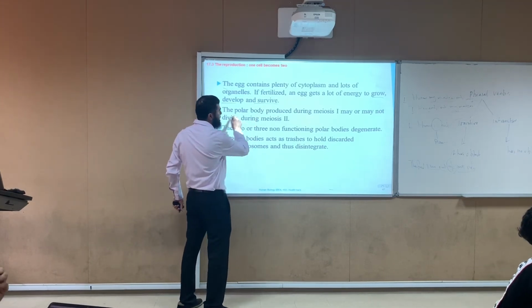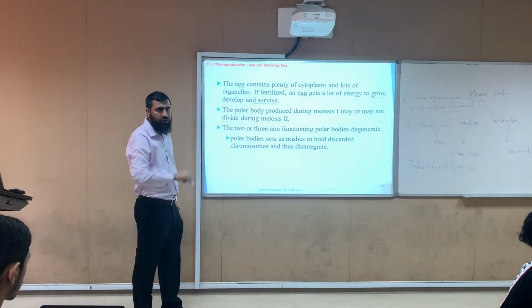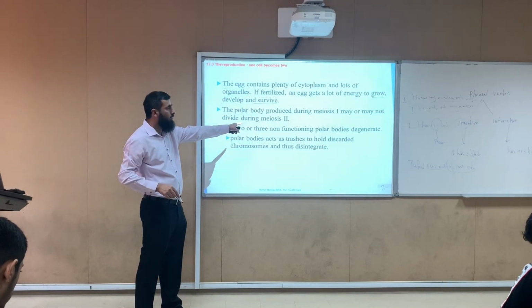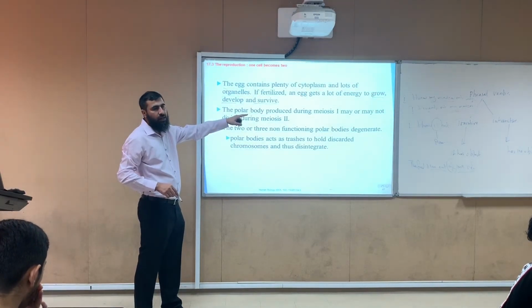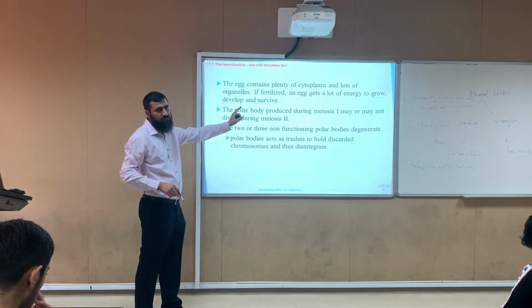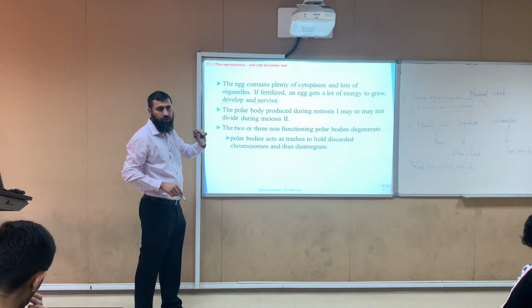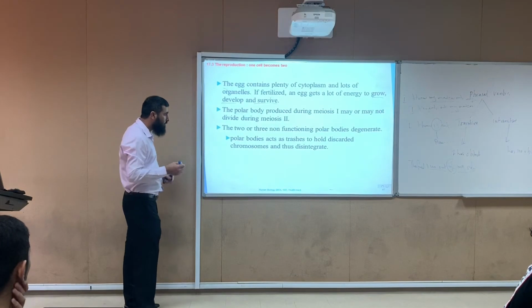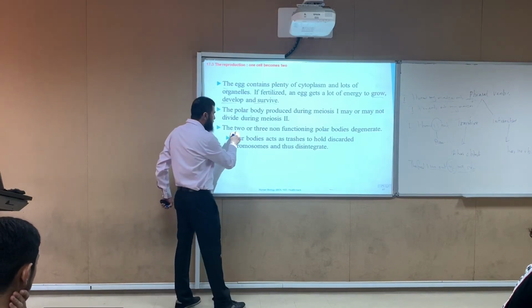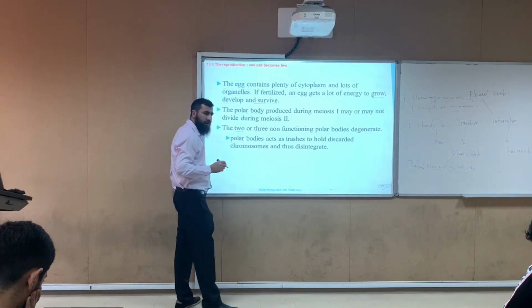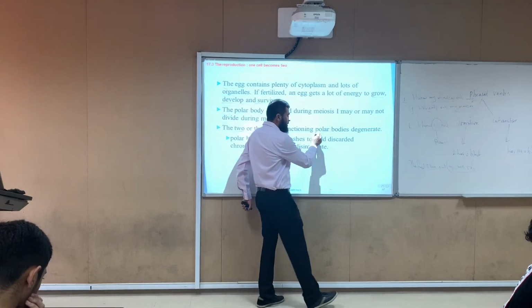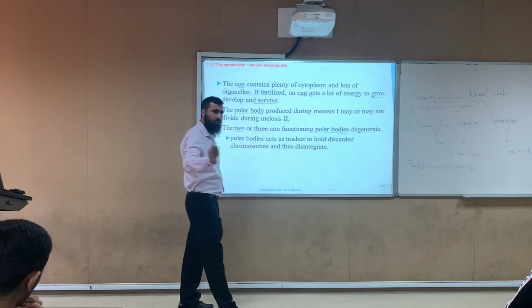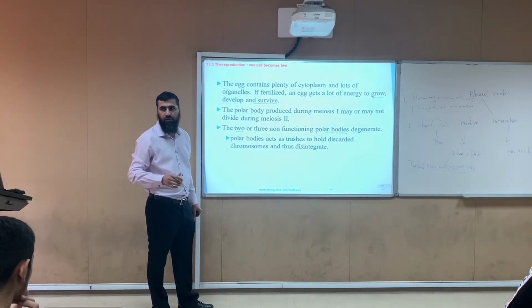So, as I mentioned, a polar body can be produced in meiosis one and meiosis two, okay? Sometimes that first polar body may or may not undergo meiosis two. So in the end, we get two to three non-functioning polar bodies. They degenerate, they're destroyed, okay? They're non-viable. Degenerate means they will not be useful.